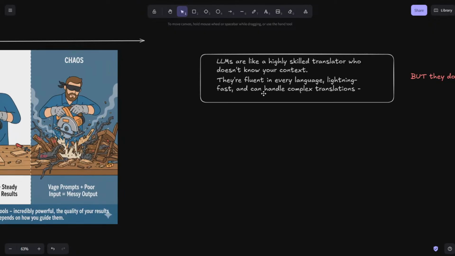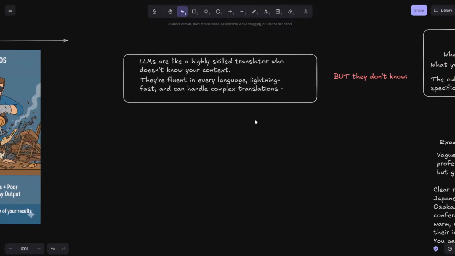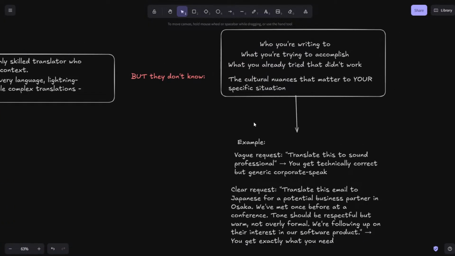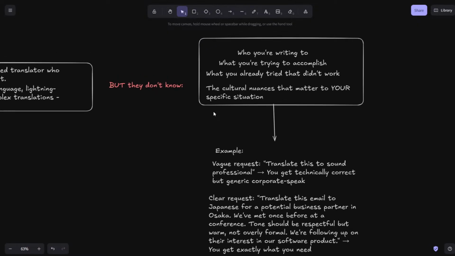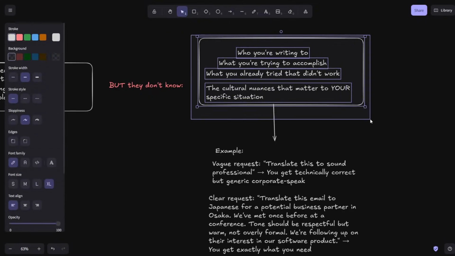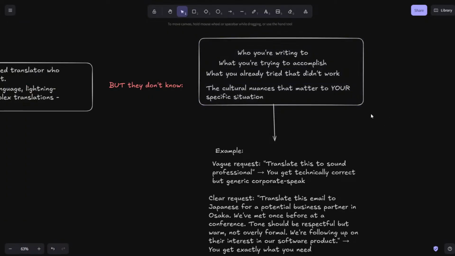So LLMs are highly skilled translators who don't know your context. They're fluent in every language, lightning fast, and can help with complex translations, but you gotta give them the correct input. They don't know. Sometimes I came across this problem when I'm writing to GPT, when I'm trying to solve some problem, I sometimes expect it to fill in the blanks to my input, like it's an all-knowing kind of machine, but it's not.